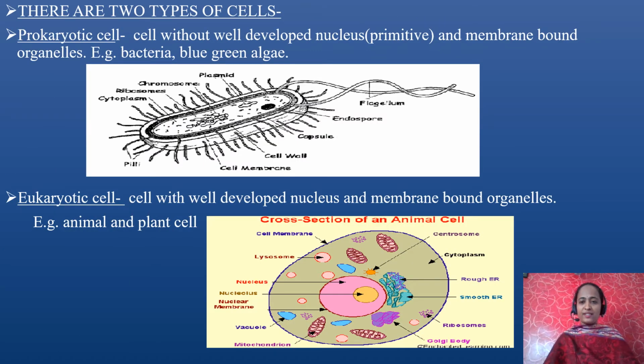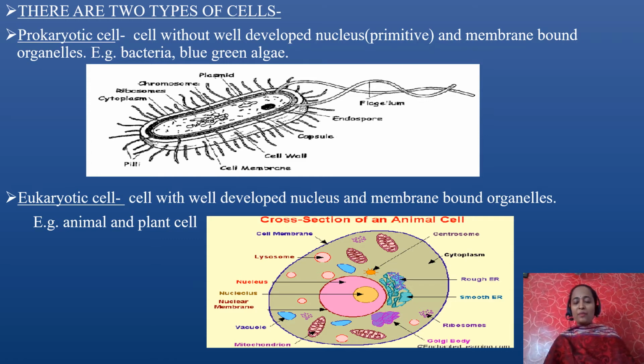There are two types of cells, prokaryotic cell and eukaryotic cell. Pro means first formed or primitive. Karyote means nucleus, so primitive nucleus or false nucleus. Organisms that possess a primitive or false nucleus are called prokaryotic cells or prokaryotic organisms. Eukaryotes: eu means true, karyote means nucleus, true nucleus. Organisms which possess a true nucleus are called eukaryotic cells or eukaryotic organisms.